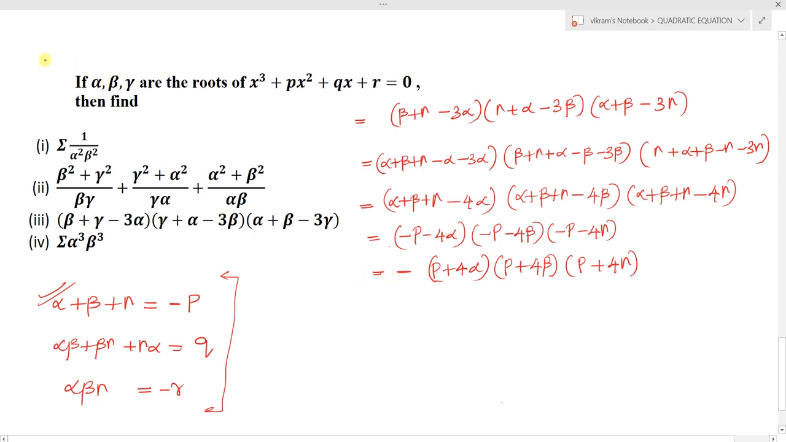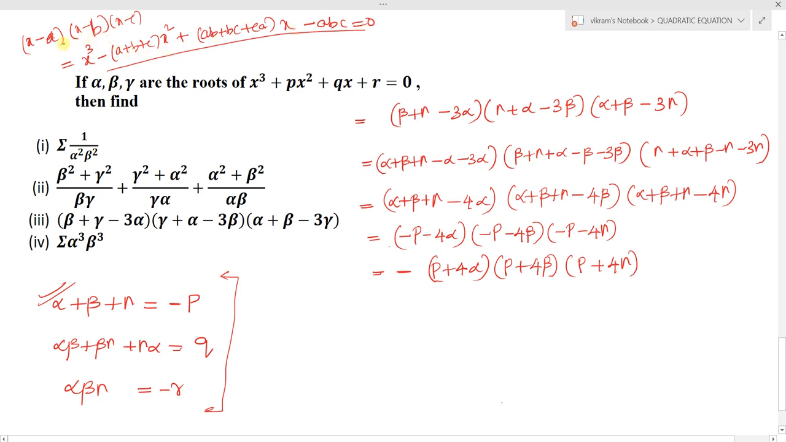So directly I am telling over here, if x minus a into x minus b into x minus c, the product is given, then we can write it in the form of x cube minus the sum of the roots, a plus b plus c, into x square plus the sum of products ab plus bc plus ca into x minus abc equal to 0. So we can write in this manner.